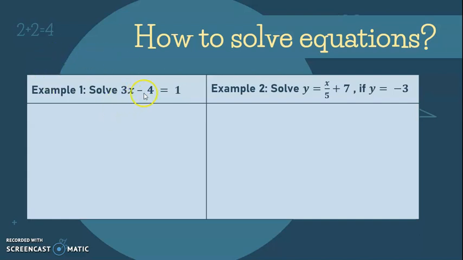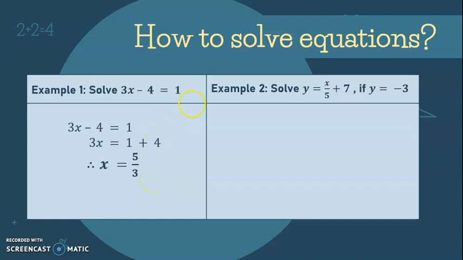Solving equation means that you have to find the value of the unknown variable. In this case, the unknown variable is x. So you have to find the value of x. In order to find the value of x, you need to make x the subject. So you have to move all the unrelated terms to one side of the equation. In this case, you're moving minus 4 to one side, and it becomes addition of 4. So you make x the subject, then you'll get 5 over 3 for the x value.